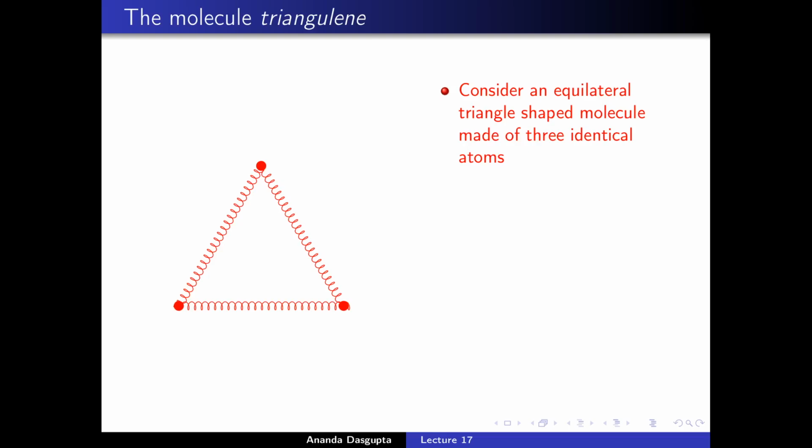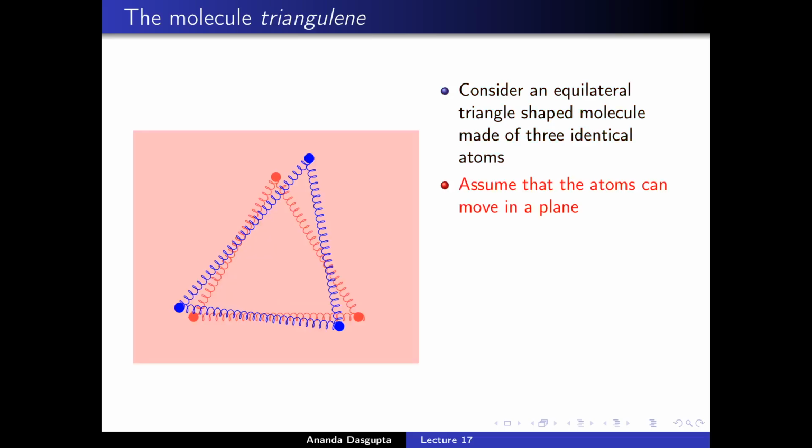Now, primarily for simplicity, I am also going to make the assumption that the atoms can only move in two dimensions. So, while the picture that you see now, drawn in red, is the equilibrium configuration of the molecule, when the atoms move away from their equilibrium positions, the triangle would no longer be equilateral perhaps, it would just stretch into some other triangular configuration.